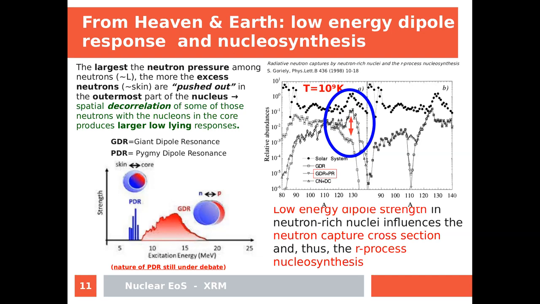And this effect is important to take into account, for example, if you want to study the relative abundances of elements in our solar system. So here, just to mention, the difference between these two curves is if I only take into account the effect of the giant dipole resonance, versus if I take into account the giant dipole resonance plus this other small peak at lower energies that we call the Pygmy dipole resonance. So in one case, you are not able to explain all the peaks, but in the other case, you are able to explain the peak. And of course, depending on the model, this peak will be different, because the larger the pressure, the more decorrelated the neutrons, the larger the peak at the lowest energies.